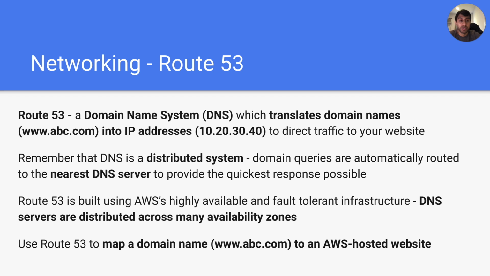Route 53 is built using AWS's highly available and fault-tolerant infrastructure, so DNS servers are distributed across many availability zones. You would use Route 53 to do the following. 1. Register a domain name, such as www.example.com. 2. Create an Amazon S3 bucket and configure it to host that website. 3. Create a sample website and save the files associated with that website in your S3 bucket. 4. Configure Amazon Route 53 to route traffic to your new website.